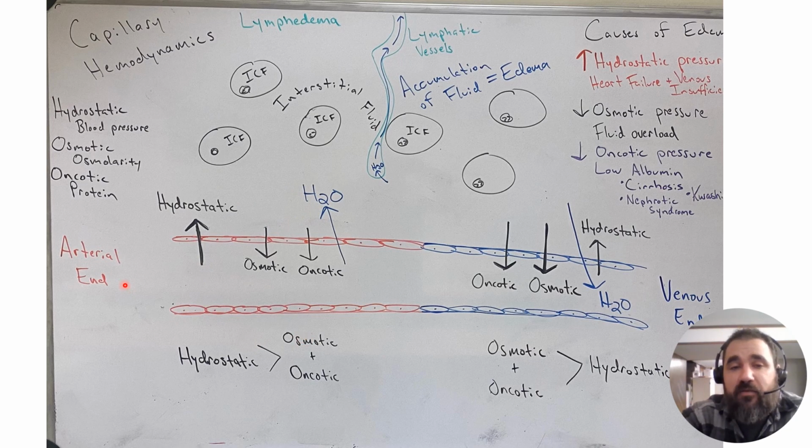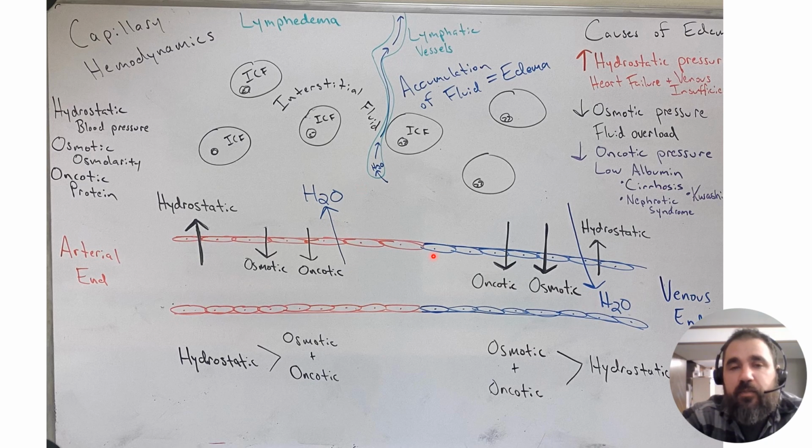At the arterial end, fluid's going to leave, because hydrostatic pressure is greater than osmotic and oncotic pressure combined, so water's going to leave and flow into the interstitial space, and then it can move into the cells or just accumulate in the interstitial space depending on what's going on. On the venous end, hydrostatic pressure decreases significantly, and then osmotic and oncotic pressure increase significantly, so we have greater inward force. So osmotic and oncotic are greater than hydrostatic, so fluid's going to move back in. So fluid moves out and then back in, out and back in, out and back in.